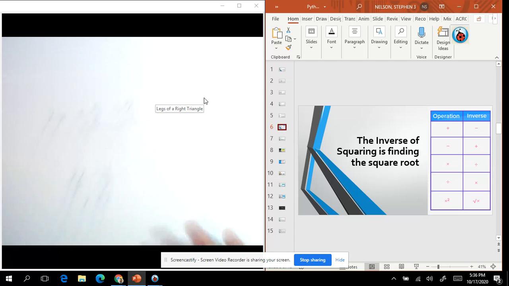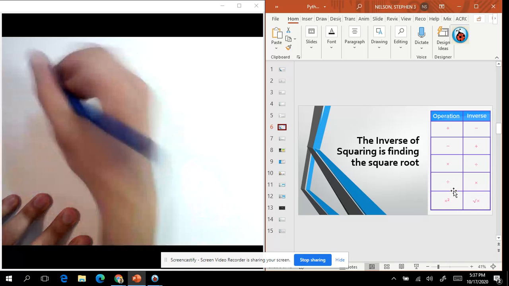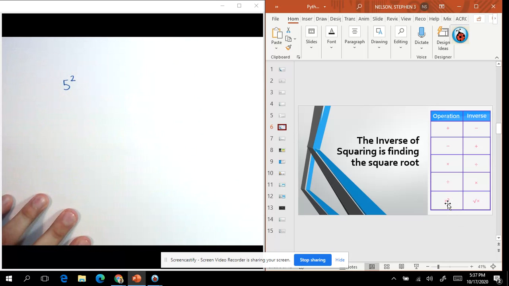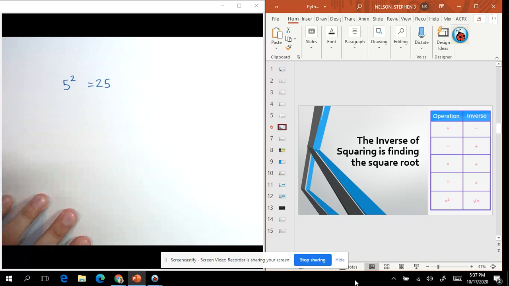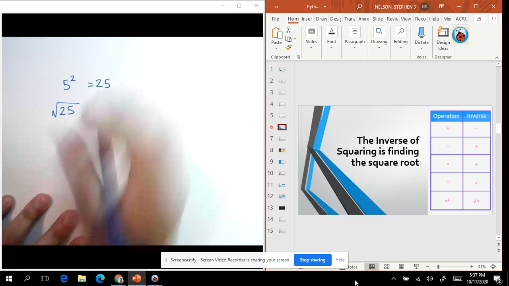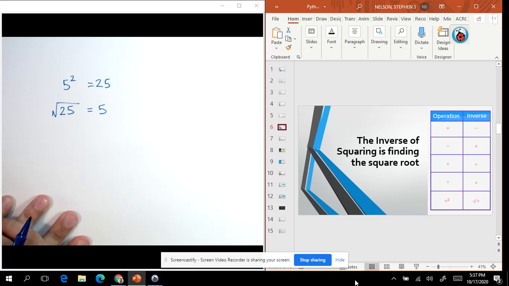So now, what you need to know is that the inverse operation of squaring a number is finding the root of that number. So just like the other example, if we had 5 squared, just like here in this operation, it equals 25. So the inverse operation would be taking that 25, putting the radical symbol, which means that we're finding the root of it, and that's equal to 5, because 5 times 5 is equal to 25.